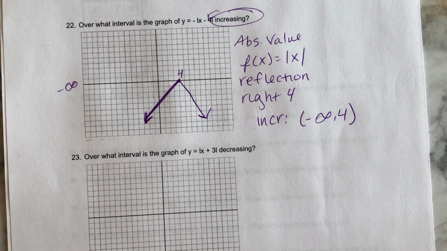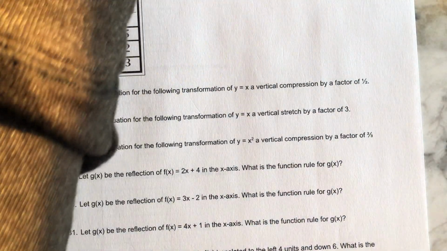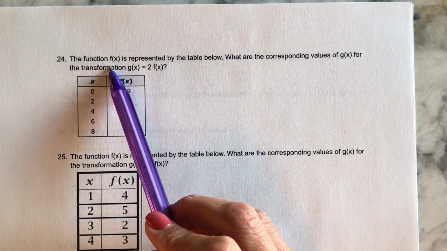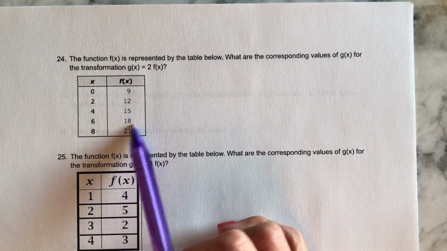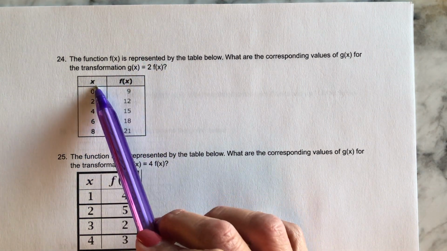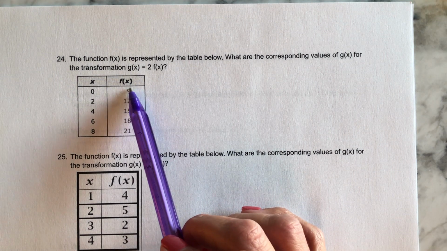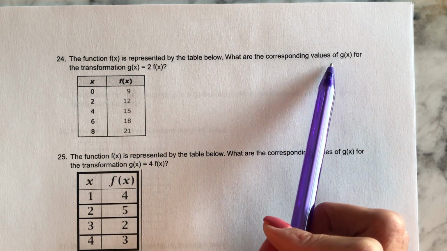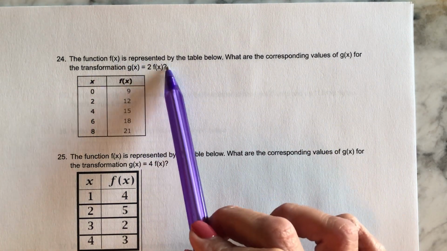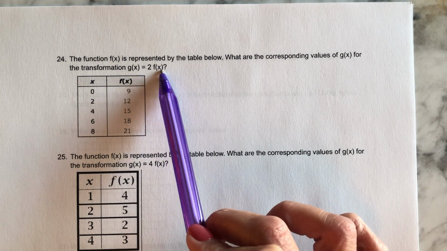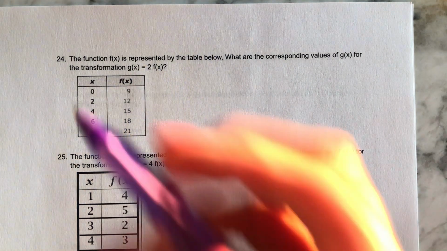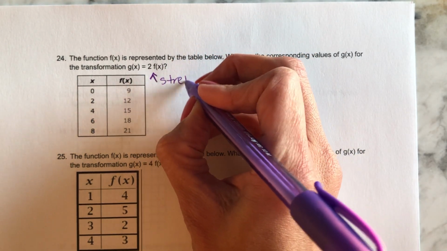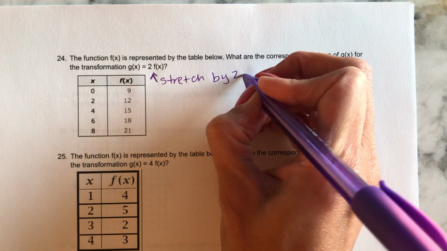All right, you're going to try 23. 24. So the function f of x is represented by this table. So f of x would have these x values that output these y values. What happens when you change the function to 2 times the function? So that 2 would give me a vertical stretch by 2.